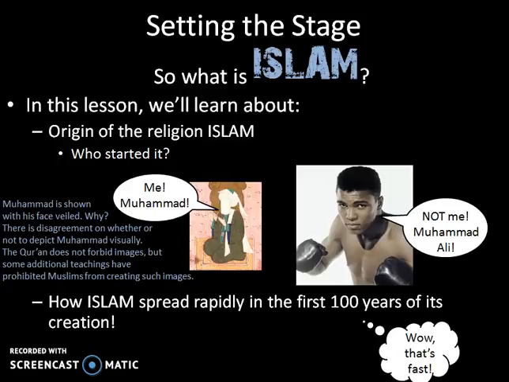Now we're talking about the Muhammad pictured here on the left, not Muhammad Ali on the right. You'll notice that Muhammad is shown with his face covered with a white veil. His face is not shown. This is because some Muslims believe that human images should not be created, that only God has the power and the right to do so. We'll then look at how Islam was able to spread so rapidly within the first 100 years of its creation.